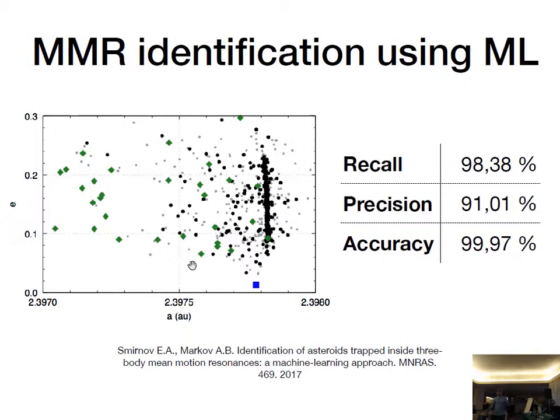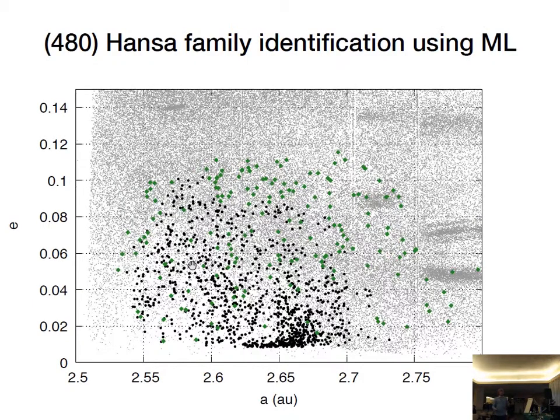Another application that is still ongoing, so I will show you some preliminary results, is related to the asteroid families classification. So the idea was the same. We have a catalog of asteroids, we have a catalog of asteroid families. We can take hundreds of candidates for the training set, train the model, and then try to identify whether this asteroid belongs to the asteroid family or not.